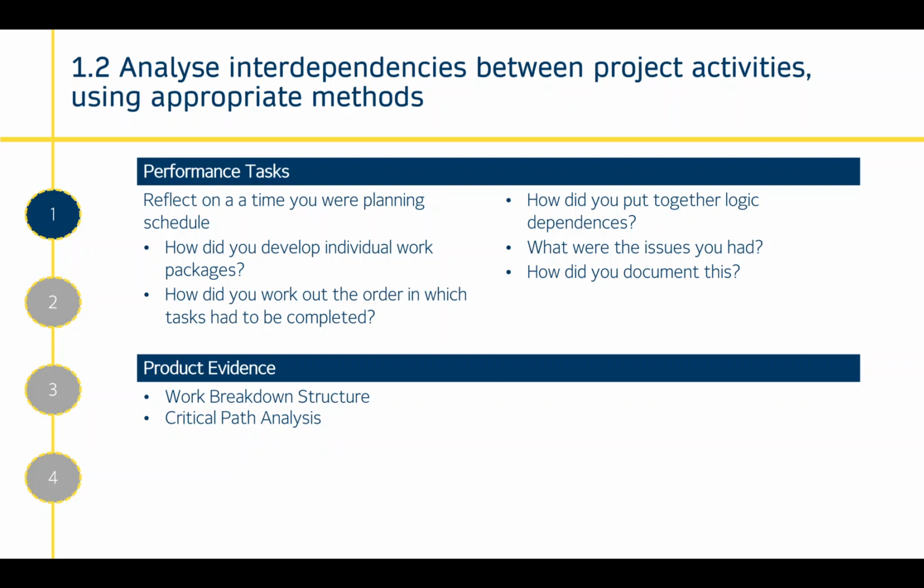So for this one, reflect on a time where you're planning schedule. How did you develop individual work packages? How did you work out the order in which the tasks had to be completed, and how did you put this together using logic dependencies? So that is start, finish, that sort of thing, finish, start. What were the issues you had, and how did you document this? For product evidence, that could be a work breakdown structure or critical path analysis.